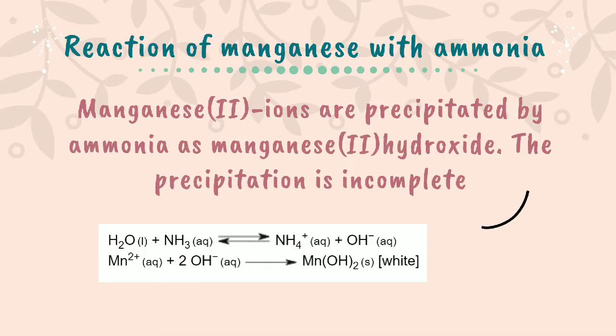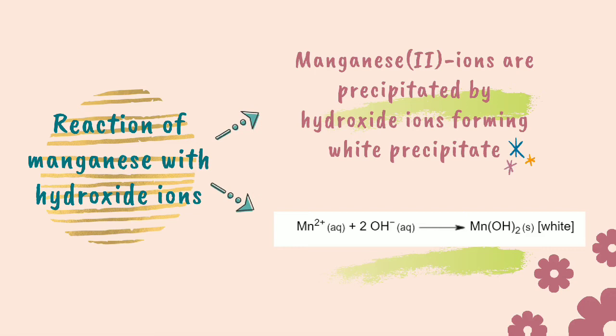Third is the reaction of manganese with ammonia. Manganese(II) ions are precipitated by ammonia as manganese(II) hydroxide. The precipitation is incomplete. This is the chemical equation for this reaction. Next is the reaction of manganese with hydroxide ions. Manganese(II) ions are precipitated by hydroxide ions, forming a white precipitate. This is the chemical equation of this reaction.